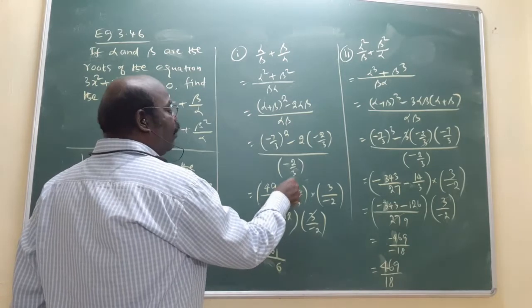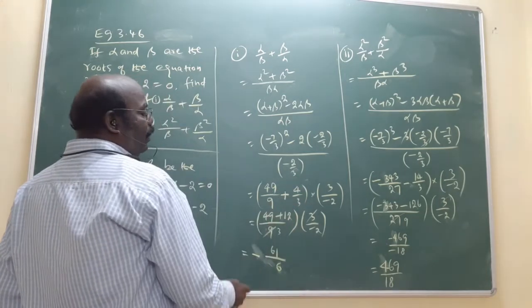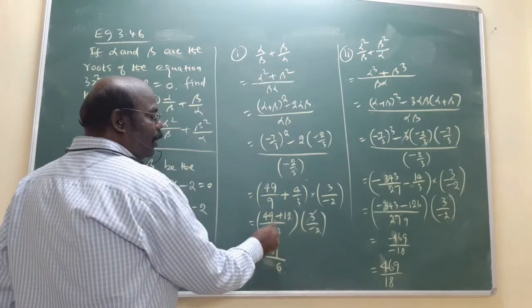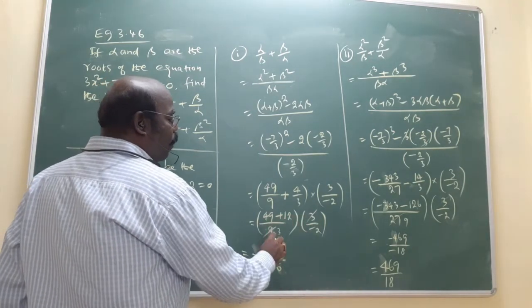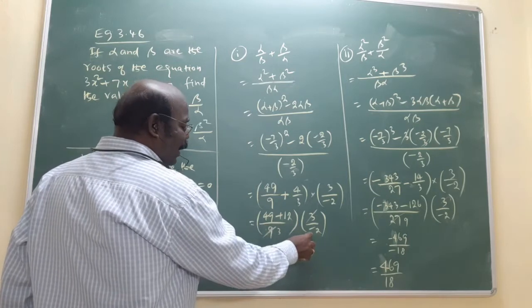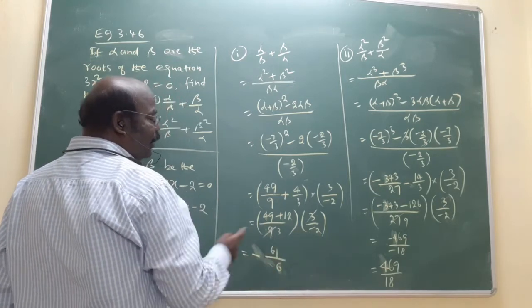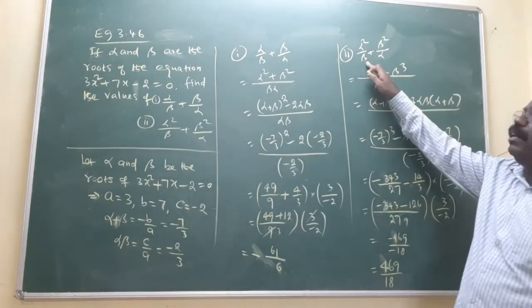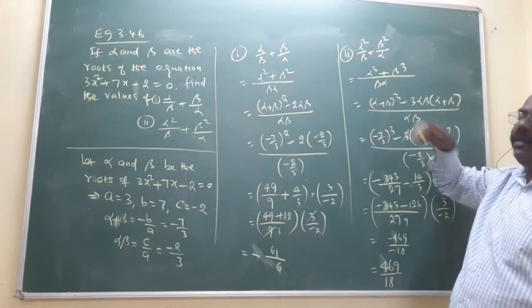Multiply by 3, 3 4s are 12. Now, this is 3 and 9, no? 1 time, 3 times. Adding both, 6 to 1. Multiply both, 6. Minus something is there, put the minus there. That is the answer.